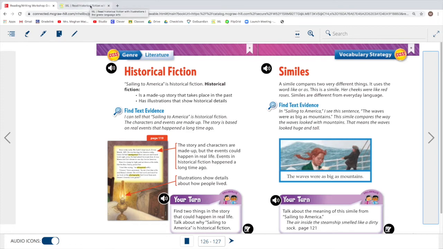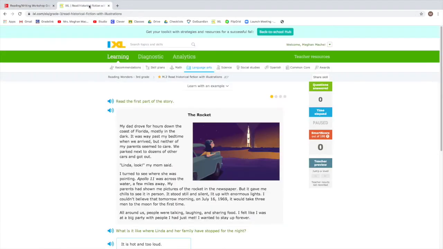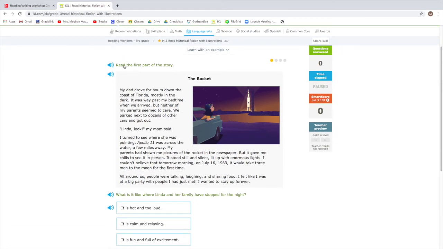So go into your Google Classroom, and the second link that you see is going to take you here. Remember when we have these dots, it means that our next four questions are all going to be about this story, so listen carefully. All right? It says read the first part of the story, the rocket. I like to see what I'm looking for as I read.